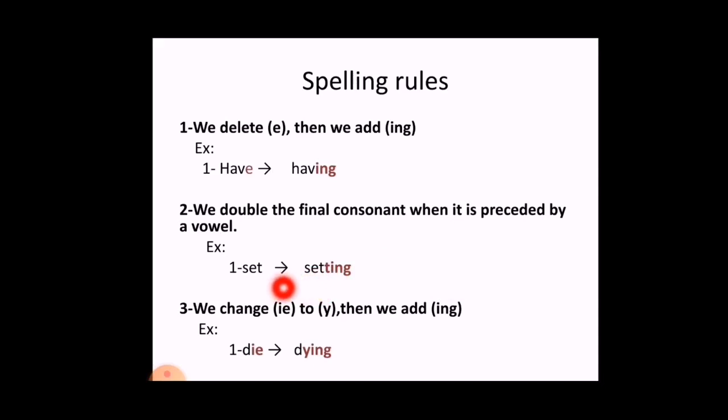The last rule, we change IE to Y. If the verb ends with IE, إذا انتهى بهدول حرفين, we change IE to Y then we add ing. For example, die. Look at the verb here, it ends with IE. We change IE to Y then we add ing: dying.